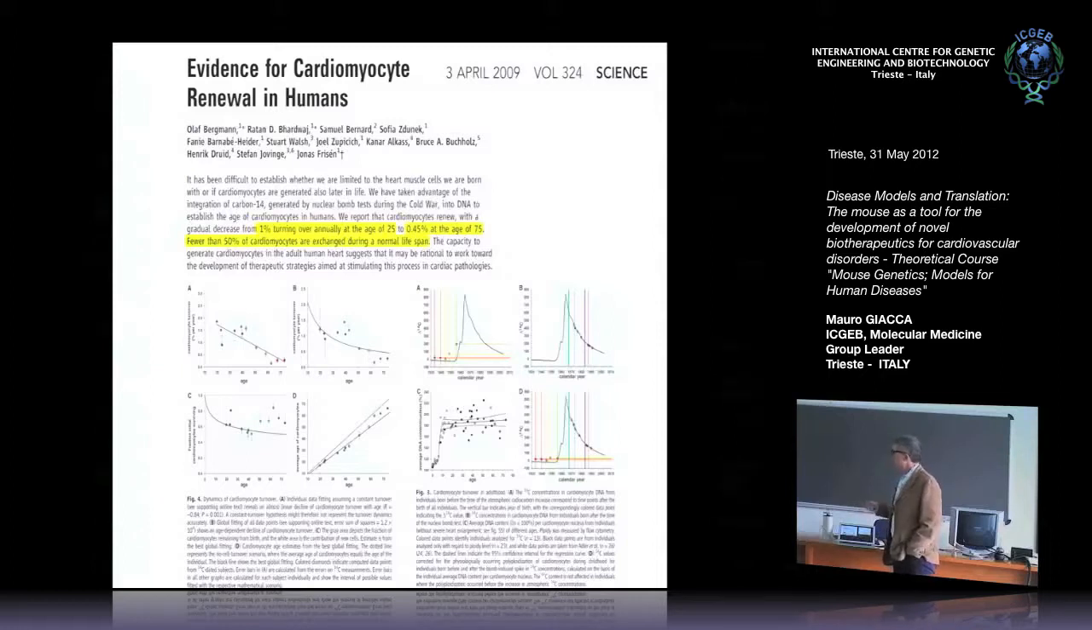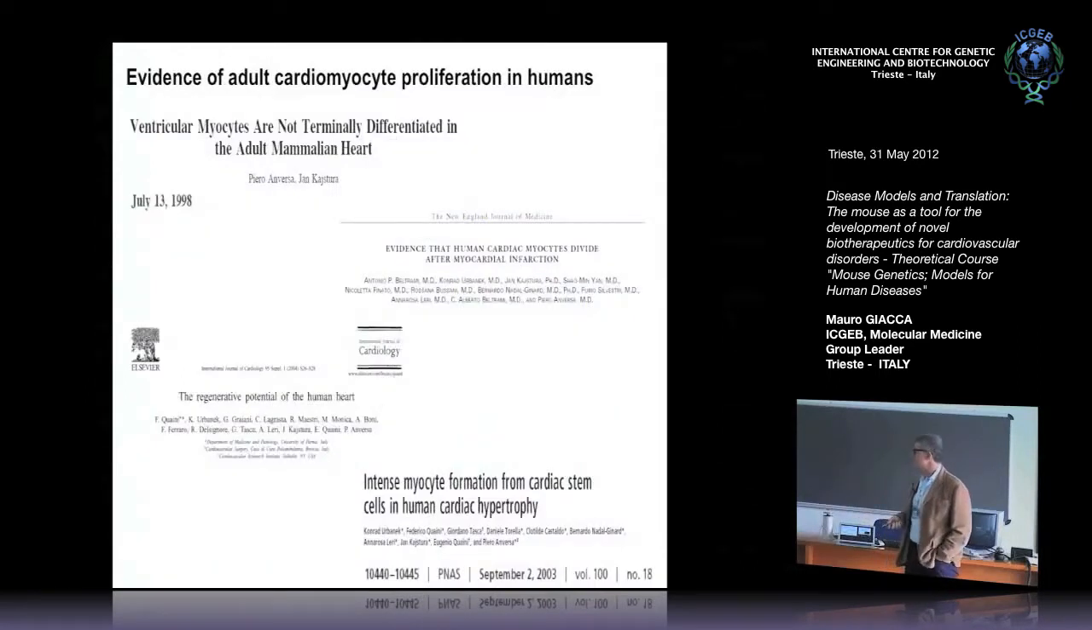This is basically the uniform view of most of the laboratories in the field. There are, I have to say, some exceptions. For example, the group of this scientist, who is now at Harvard, Pierre Anversa, believes that there is a more remarkable turnover of cells in the heart because there is some apoptosis, some cell renewal, so there is still some debate. But I would say that the broader view in the field is that the heart is really a postmitotic organ.